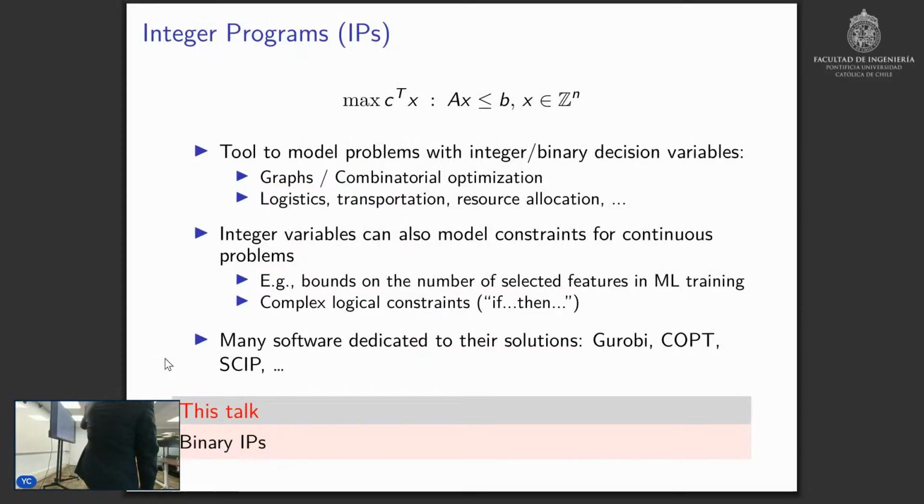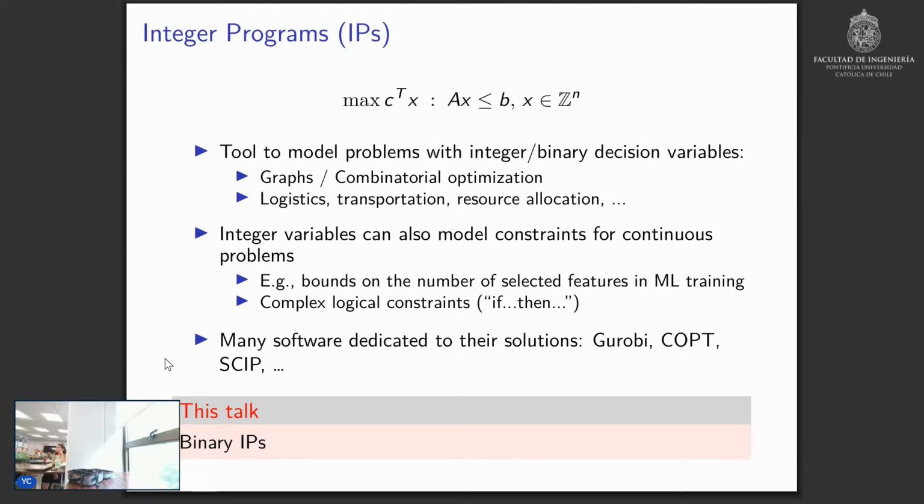So, I'll be talking about integer programs. You have a linear objective function here. X is your vector of decision variables. You have linear constraints, and you also have constraints on the variables that they need to be integer, right? Well, the pointer is not working, but those are X needs to be in Z^n, and this kind of problems. Some of you have seen this before, so they are used to model problems with integer and binary decision variables, combinatorial optimization, logistics problems like resource allocation, etc.